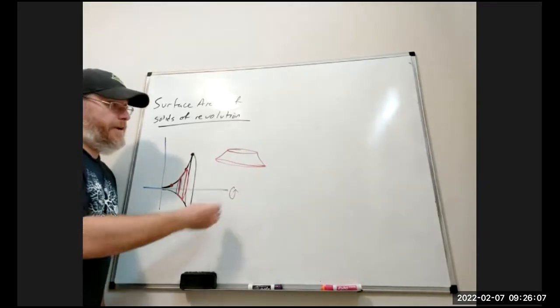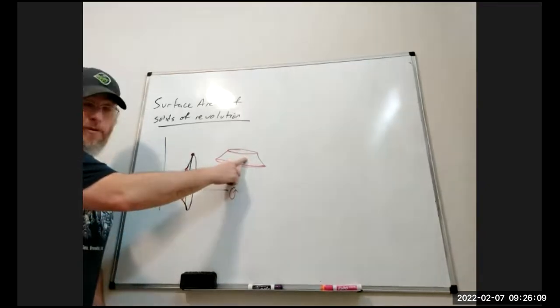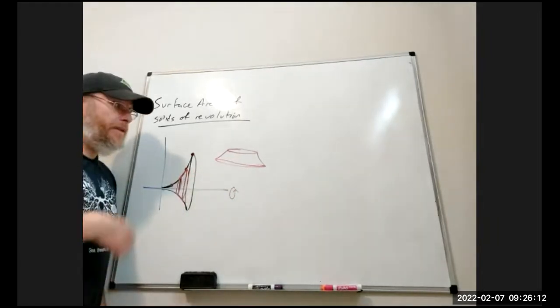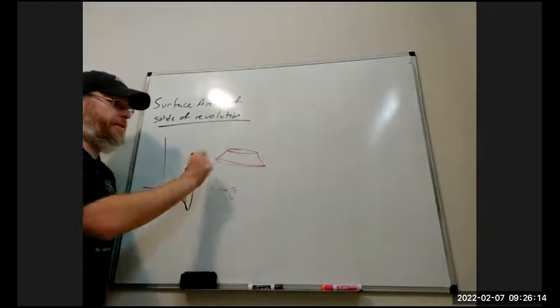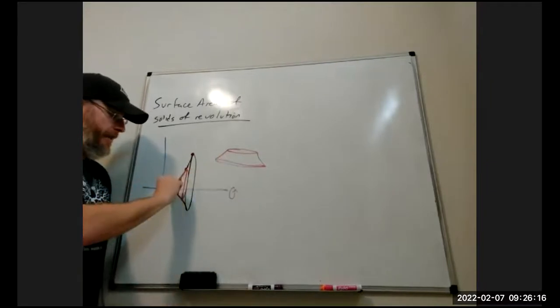So if I can figure out the surface area of this shape, then I could take its surface area, add it to the surface area of the next one, and the next one.